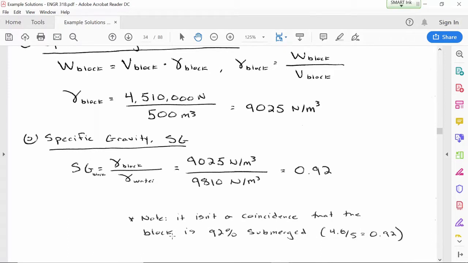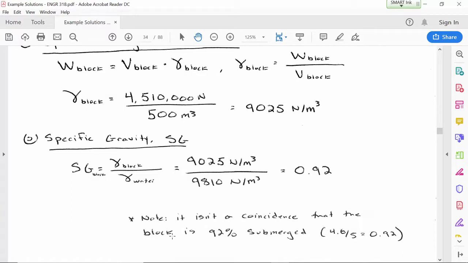And lo and behold, it's not a coincidence that it's 92% submerged. The fact that this block is 92% submerged is directly related to the ratio between the specific weight of the block and the specific weight of water. So if you have an object that has a density of half of that of water, half of it will be submerged and half of it will float above the waterline.